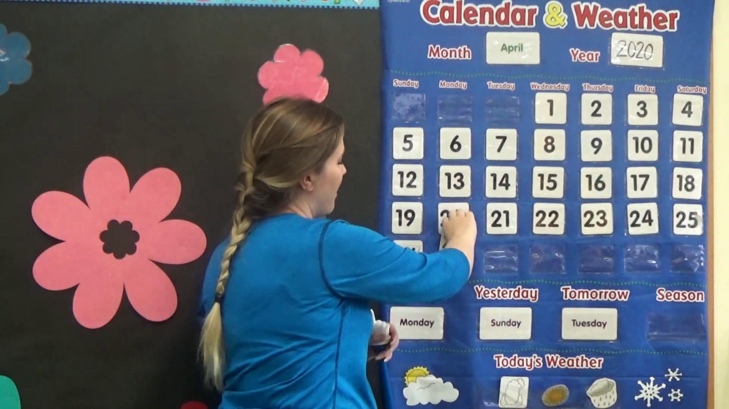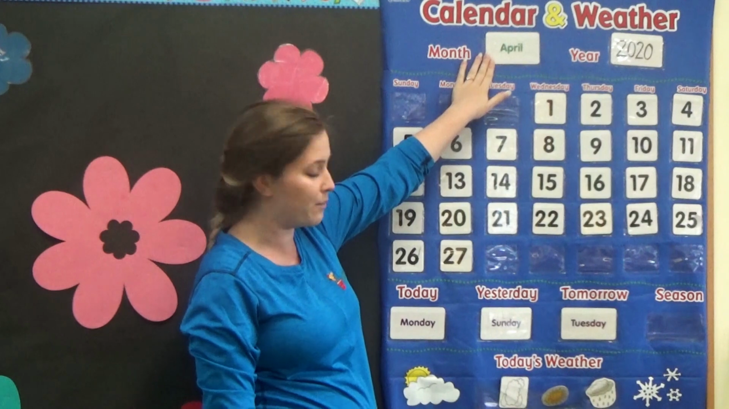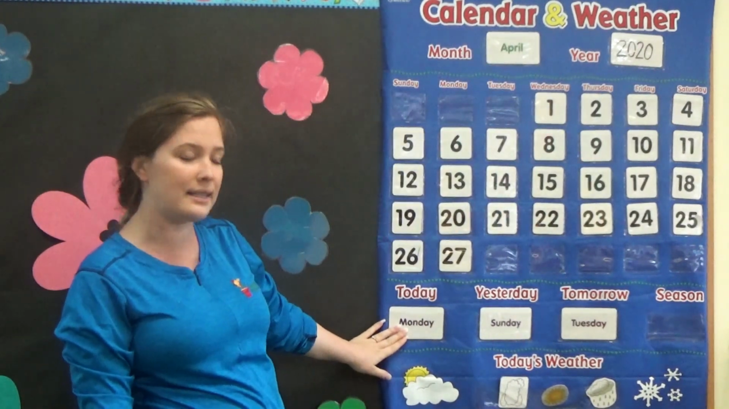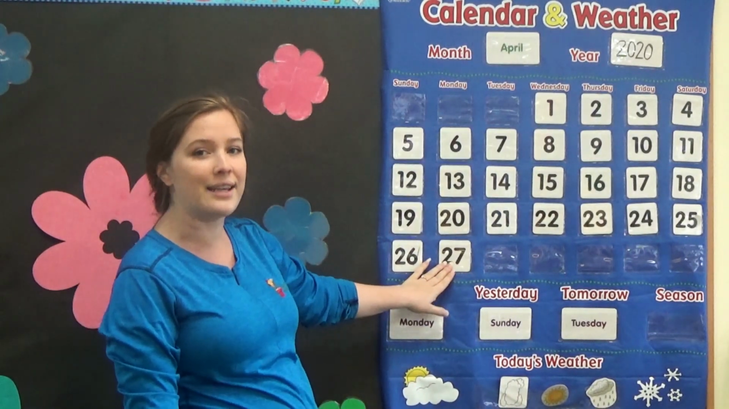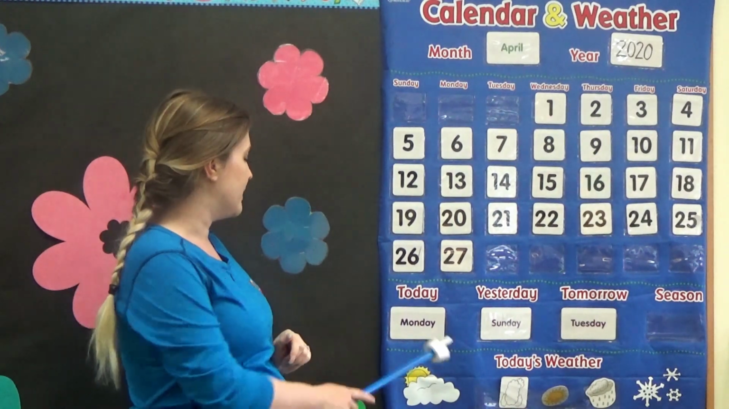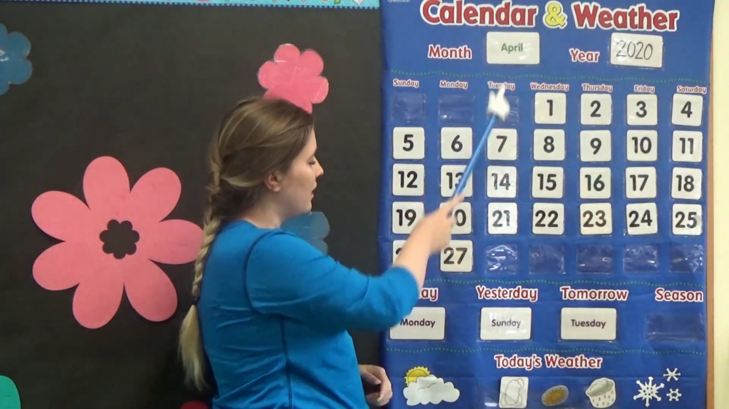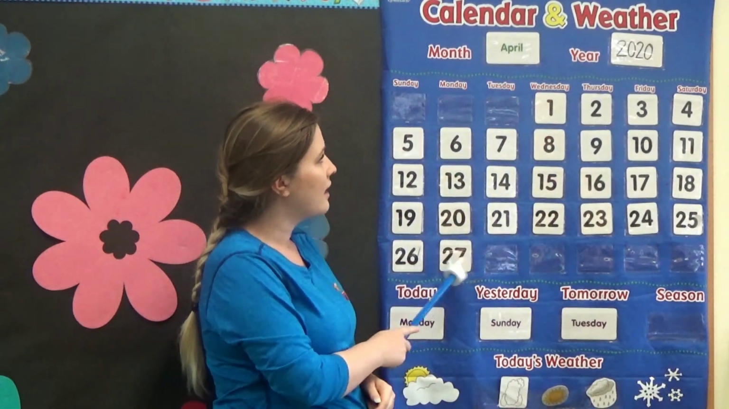Just like that. Perfect. So now that we know what our month is, April, and we know that it's Monday, and we counted the date, we can put it all together. So I'd like you to say it with me. Today is Monday, April 27th, 2020.